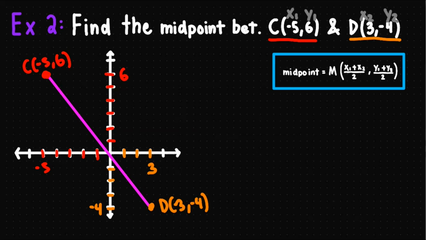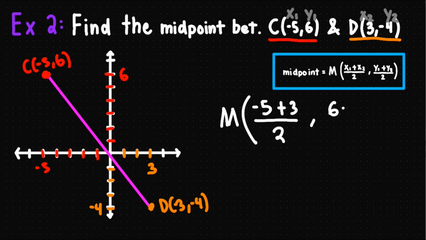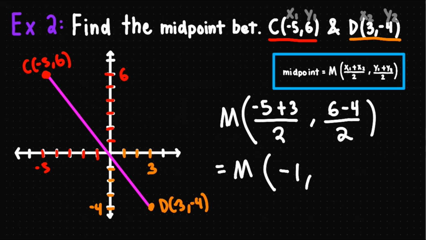So applying this to our given, we know that the midpoint is given by x sub 1 is negative 5 plus x sub 2 is 3 all over 2, comma, y sub 1 is 6 plus y sub 2 is minus 4 all over 2. Yep, and this will give us the midpoint to be negative 5 plus 3 is negative 2 all over 2 is negative 1, and 6 minus 4 is 2 all over 2 will give us 1. Therefore, our midpoint is given by this out here.